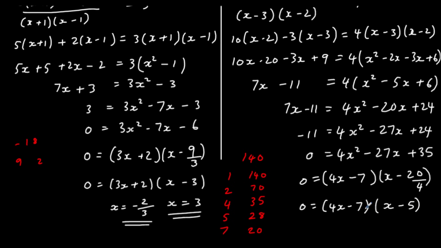So if we expanded this, we would get, for the middle numbers, negative 20x and negative 7x, which makes negative 27. So what can x be? So x is 7 over 4 or 5.